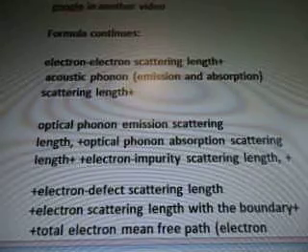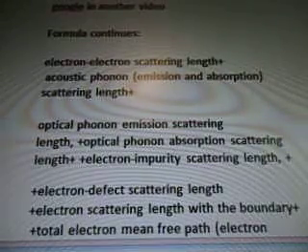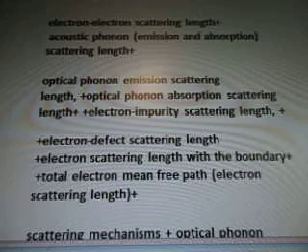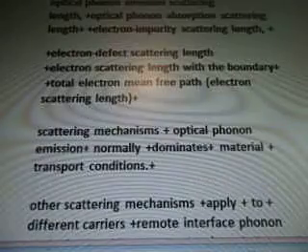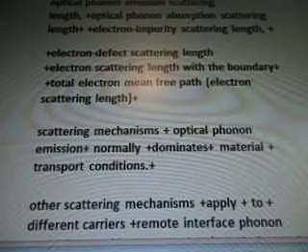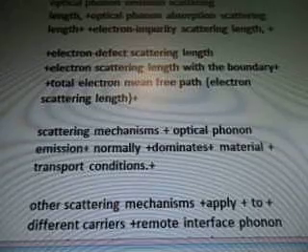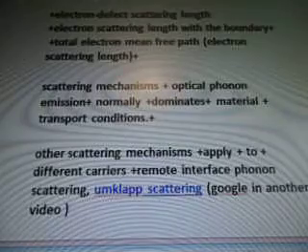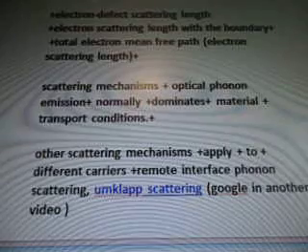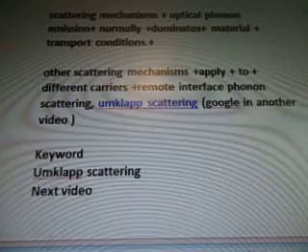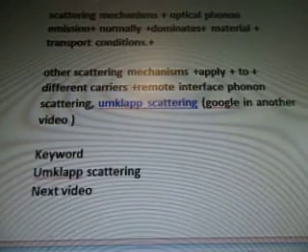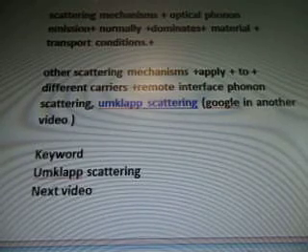Electron to electron scattering length, acoustic phonon emission absorption scattering length, optical phonon emission scattering length, optical phonon absorption scattering length, electron impurity scattering length, electron defect scattering length, electron scattering length with the boundary, total electron mean free path, electron scattering length. Scattering mechanisms, optical phonon emission normally dominates, material transport conditions. Other scattering mechanisms apply to different carriers. Remote interface phonon scattering, umklapp scattering, I'm going to Google in another video.